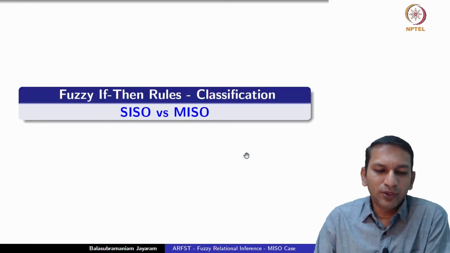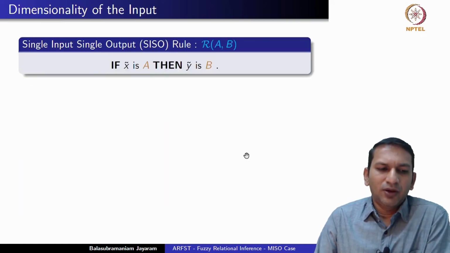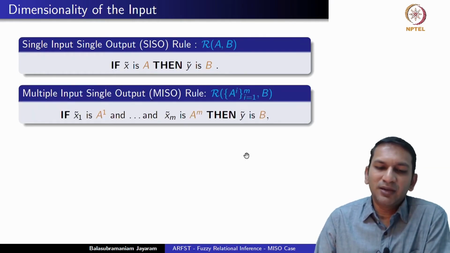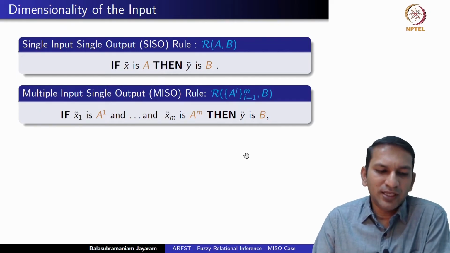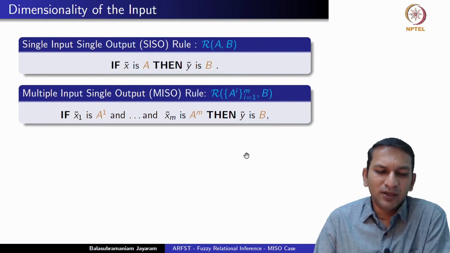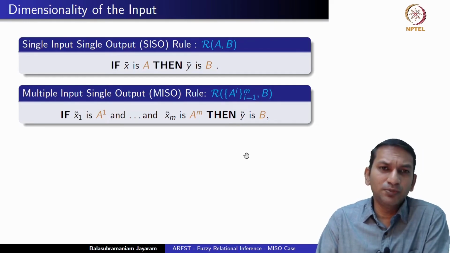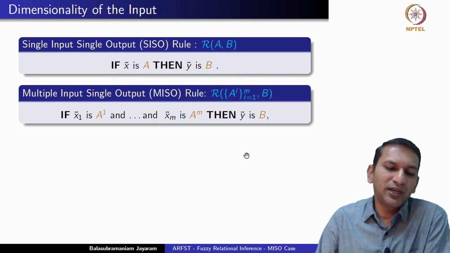Well, now let's look at how fuzzy relational inference can be applied when you are given a MISO rule. What is a SISO rule? Input dimension is only one. What is a MISO rule? There are multiple input dimensions. So we say if x1 tilde is A1 and x2 tilde is A2, and so on, if xn tilde is An, then y tilde is B. What are these x1 tilde, x2 tilde? They are again linguistic variables which can assume fuzzy sets or linguistic values defined over the domains x1, x2, x3, and so on to xn. So the dimensionality of this rule is n.